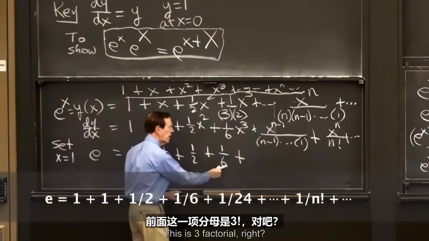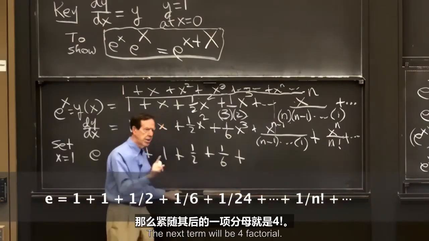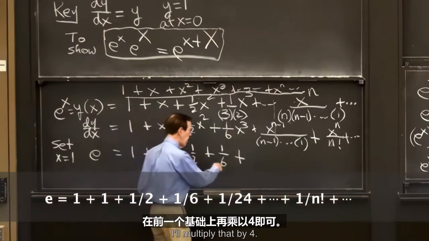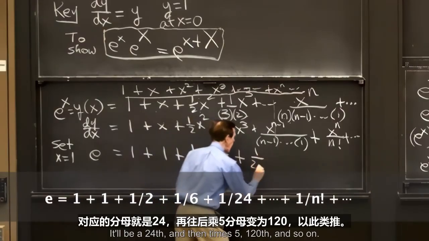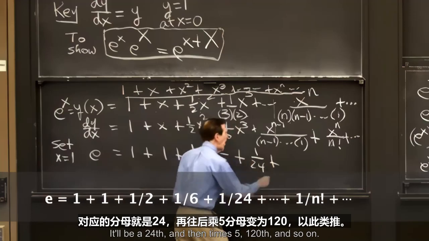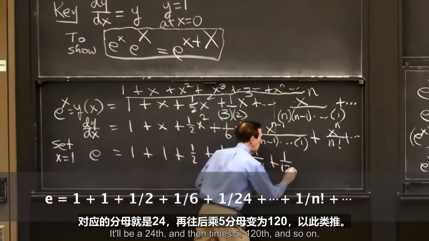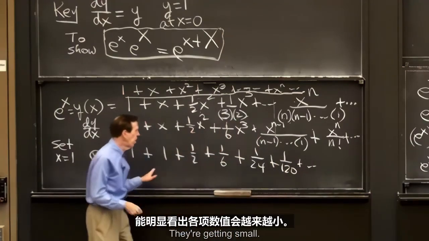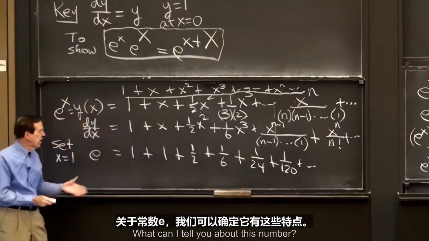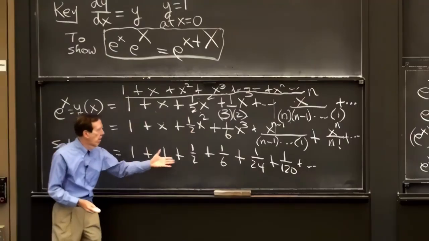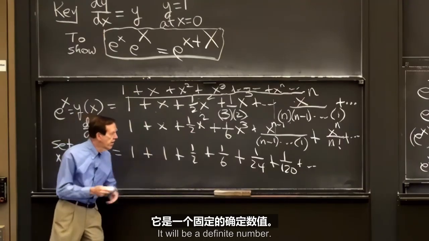This is 3 factorial, right? 3 times 2 times 1. The next term will be 4 factorial. I'll multiply that by 4. It'll be a 24th. And then times 5, 120th. And so on. They're getting small. What can I tell you about this number? It will be a definite number.